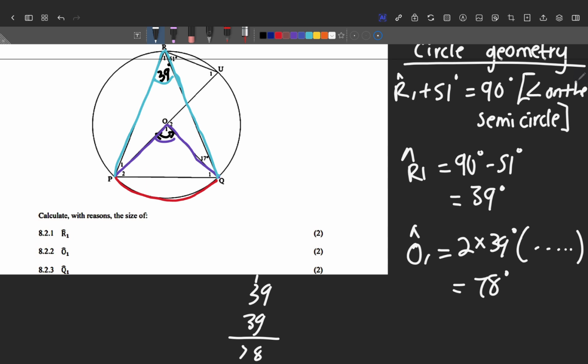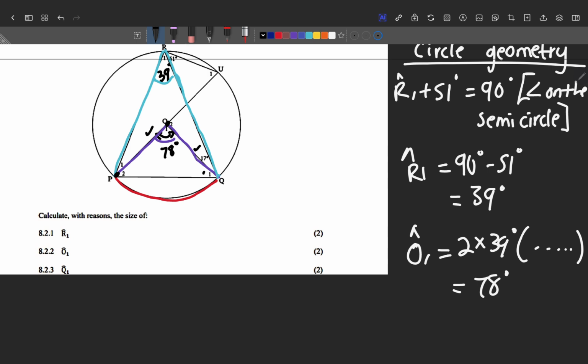Now we are asked to determine angle Q1. So let's just write down our 78 degrees. Where is angle Q1? Oh, this is angle Q1. I really love this one because I can already see the steps that we're going to use to find angle Q1. I said that this is my center, and the line drawn from my center to the circumference is a radius.